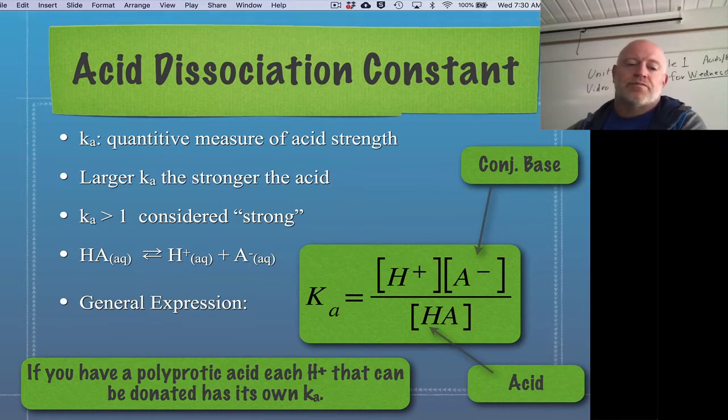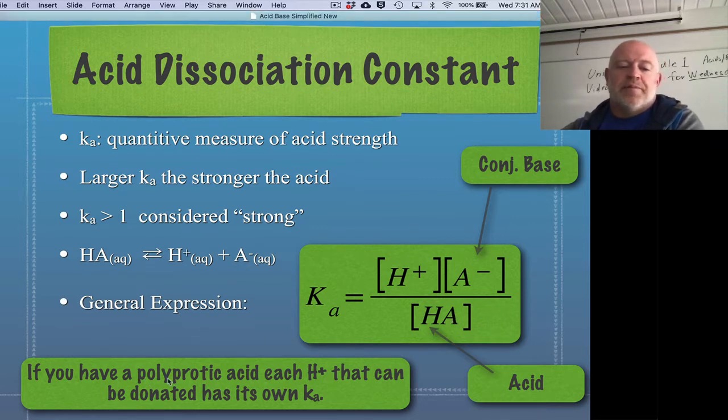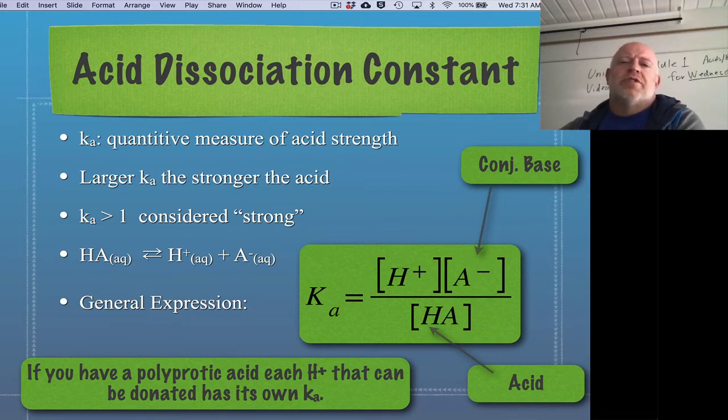Okay. One thing to note: if you have a polyprotic acid, meaning diprotic or triprotic, each hydrogen has its own Ka value. We mentioned it a little bit before, but for example, we talked about sulfuric acid having 2 hydrogens in it. So that second hydrogen in sulfuric acid would have a different Ka than the first hydrogen. So for acid-base chemistry, you don't ever remove 2 hydrogens or 3 hydrogens at a time. It's 1 hydrogen at a time in terms of looking at it through that lens.